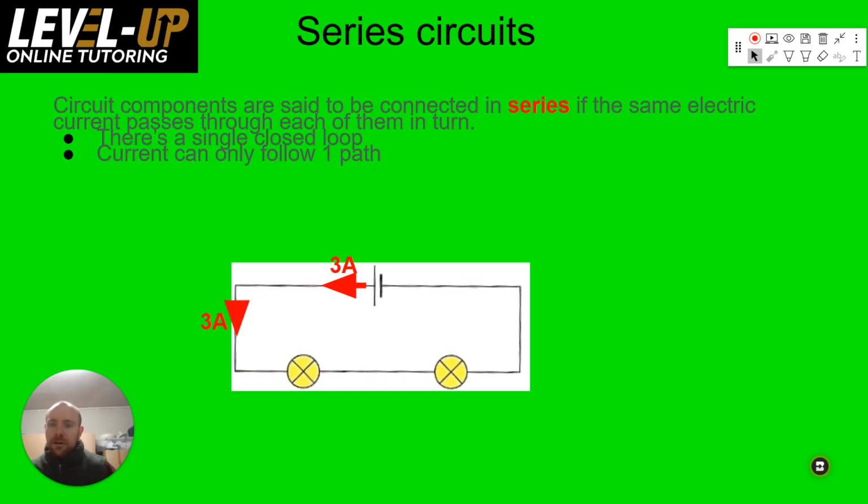And the first thing we said was that the current is going to be the same throughout that circuit. It's not going to go down, it's not going to get used up. The current is the same in the whole circuit. In this case, 3 amps.